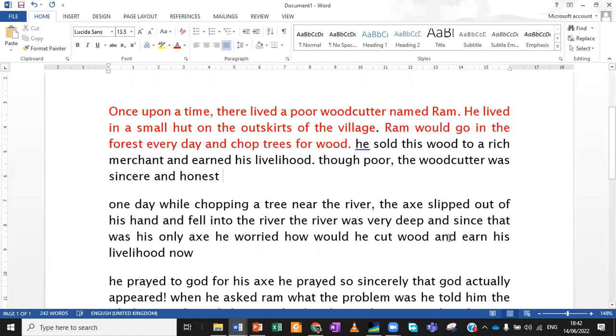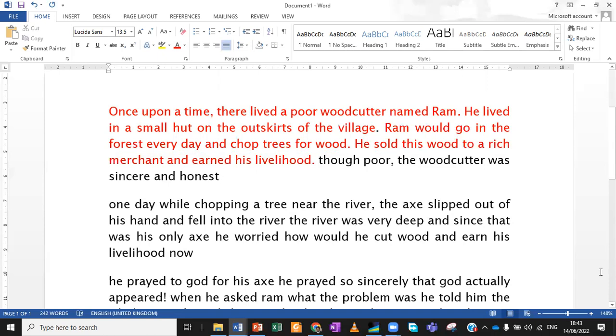So he sold this wood to a rich merchant and earned his livelihood. You see, I added a full stop for you here, right? Yes. So what should I do now? We use the H here as a capital. Good. So you can see gradually I'm beginning to write like a professional. Okay, let's go.